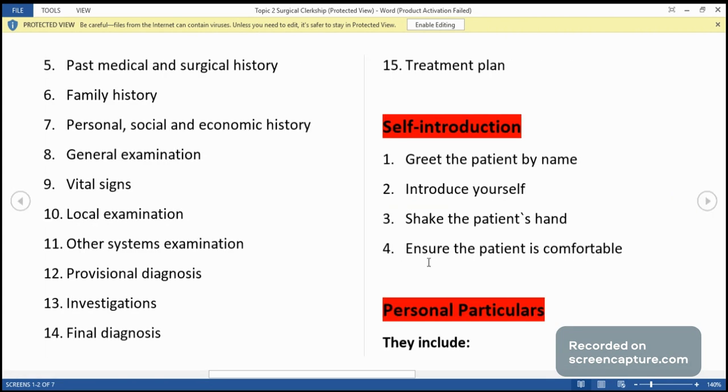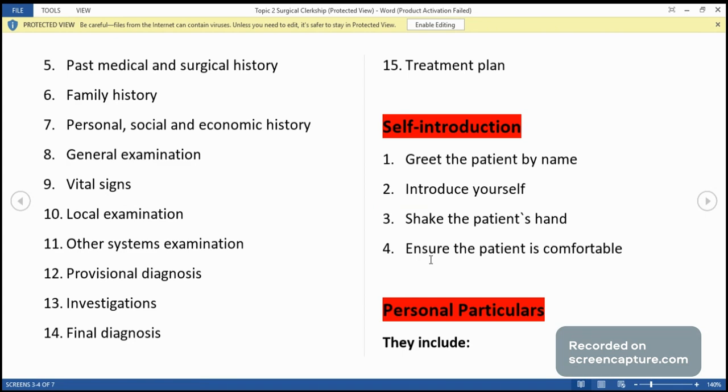Away from that one, past medical and surgical history will be checked, family history, personal, social, economic history, general examination, vital signs, local examination, other systems examination, provisional diagnosis and investigation, and final diagnosis, treatment plan. Then we are now discharging.